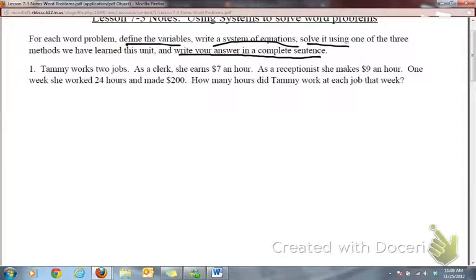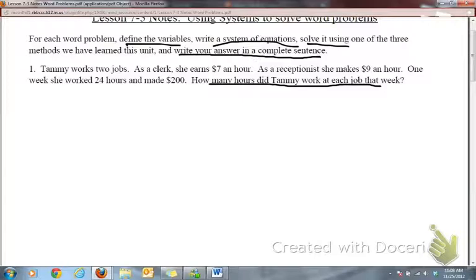So here we have a working one. We have that Tammy works 2 jobs. As a clerk, she earns $7 an hour, and as a receptionist, she makes $9 an hour. One week, she worked 24 hours and made $200. How many hours did Tammy work at each job that week? So what is it asking for? It's asking for how many hours she worked at each job.